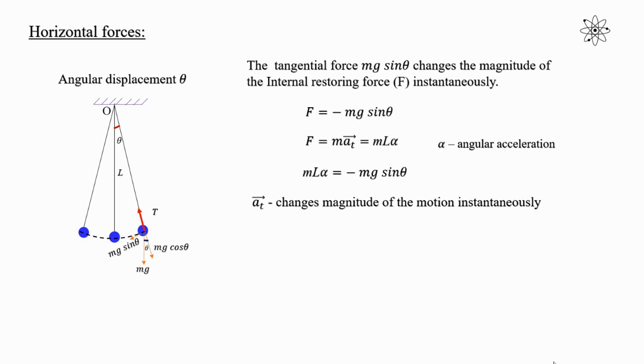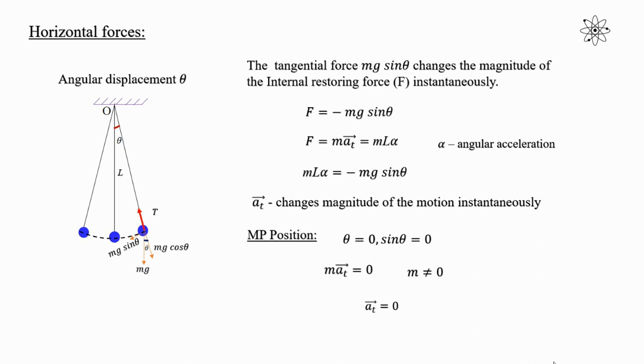Now let's find out the tangential acceleration at the mean position. At the mean position, angular displacement theta is equal to 0. Hence, sin theta is equal to 0. So, mass into tangential acceleration is equal to 0. But we know, students, mass cannot be 0. So, what is 0 is the tangential acceleration.